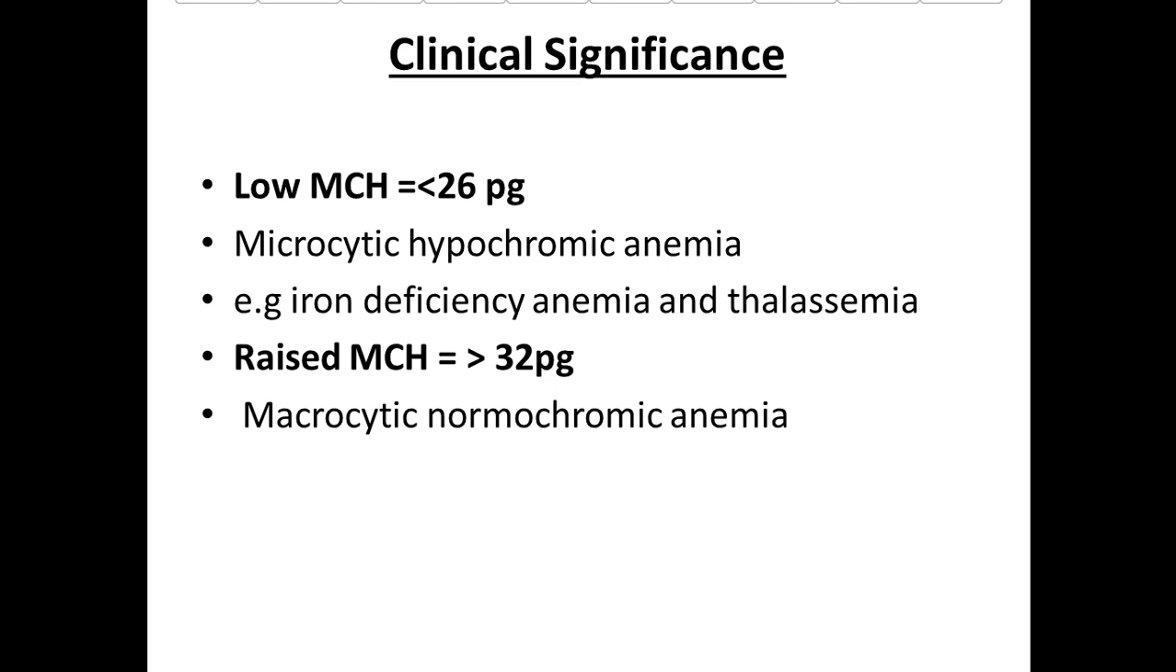So regarding its clinical significance, low mean corpuscular hemoglobin, that is less than 26 picograms, indicates microcytic hypochromic anemia. For example, iron deficiency anemia and thalassemia, while raised mean corpuscular hemoglobin, that is more than 32 picograms, indicates macrocytic normochromic anemia.